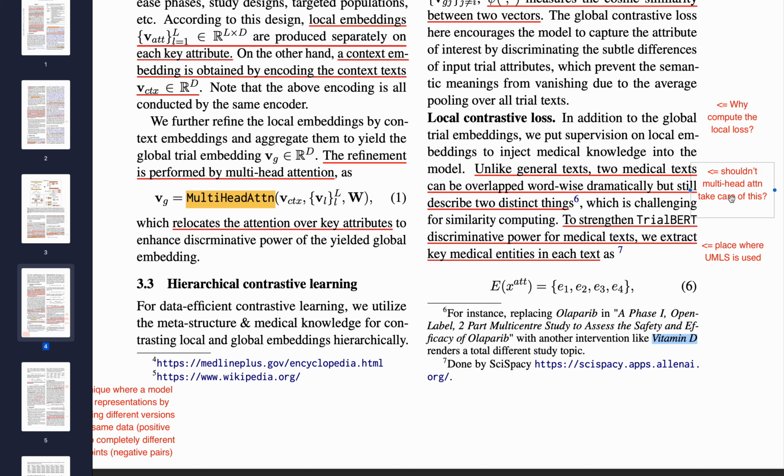But shouldn't multi-head attention take care of this? And that's what my understanding was. If you know why this would not take care of examples like this, feel free to comment below.